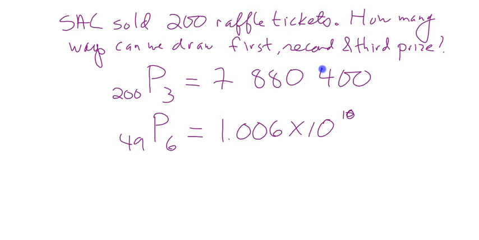1.006 times 10 to the 10th. So that's like 10 billion-ish. Right there, 10 billion. That's, you know, double the number. Well, it's not quite double the number, 1.5 times the number of people on Earth. So there are 10 billion permutations if the order mattered, right?